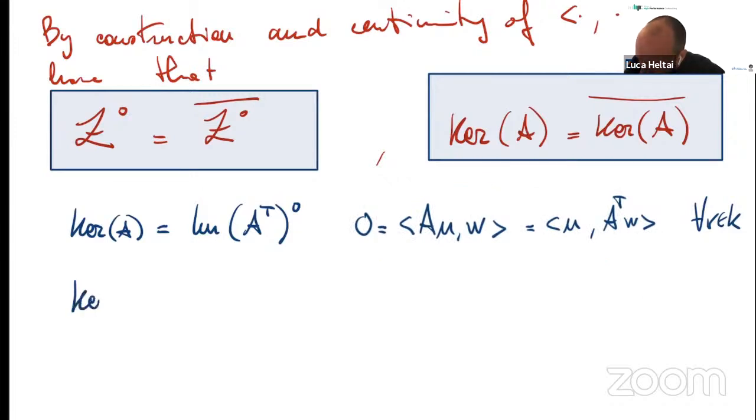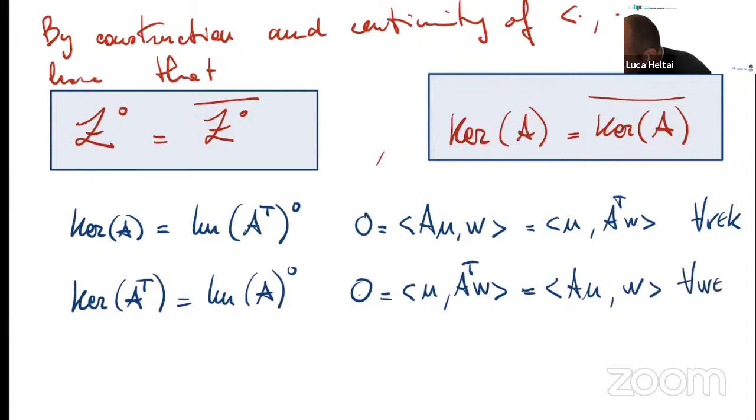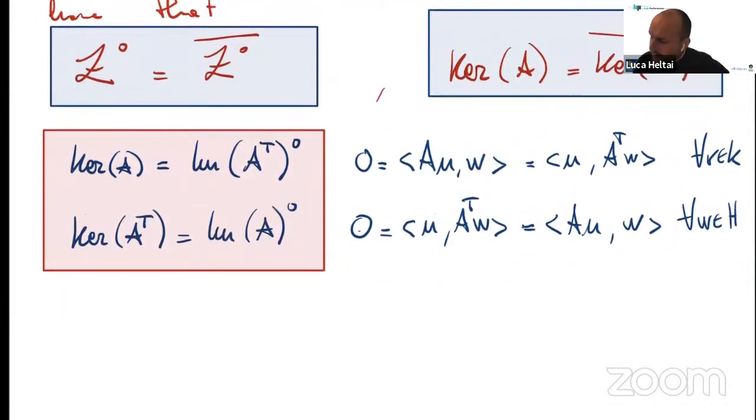And of course the same is valid for the transpose operator. So if I take the kernel of A transpose, this is the polar of the image of A, which means if you take all W for which A transpose W is equal to zero, then this is the same as asking all W's that make A U equal zero, for any W in H, which is the kernel of A transpose. Okay, this property is trivial. It comes simply by definition of the way that this has been constructed.